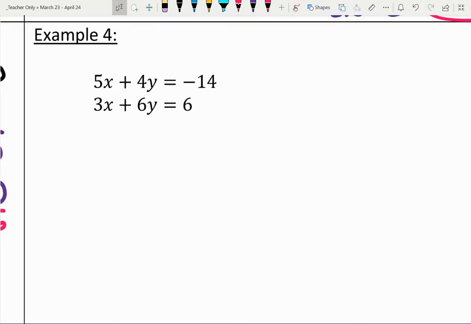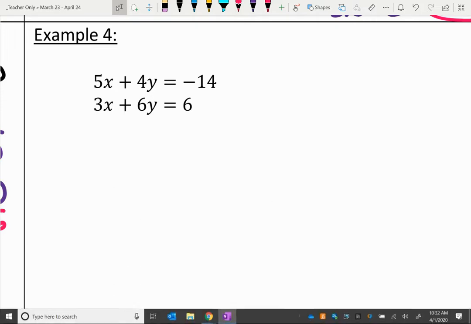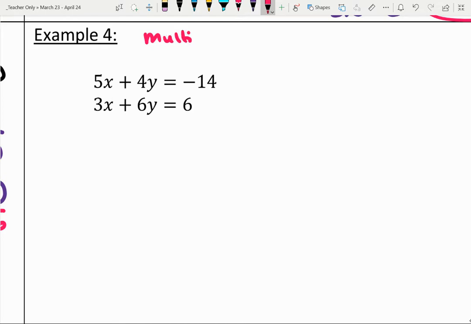Now, if you're going through it in your head, you might have realized, ooh, 3 and 5 don't go into one another, and 4 and 6 don't go into one another, so I can't just multiply one equation. You're right. These numbers don't go into one another. Sometimes we have to multiply both equations. So we have to think about multiples, or numbers that they both go into. We could focus on either the x or the y values, and there's not just one right way to do this.